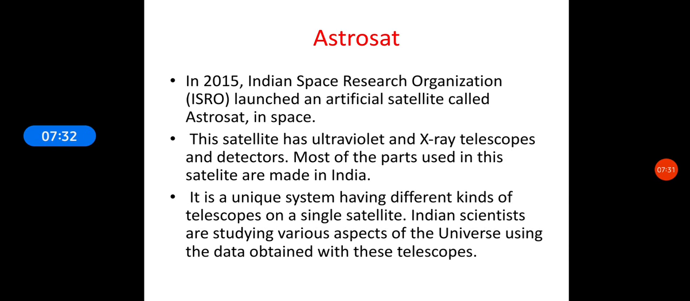Let's look at one of the satellites, AstroSat. In 2015, the Indian Space Research Organization, that is ISRO, launched an artificial satellite called AstroSat in space. This satellite has ultraviolet and X-ray telescopes and detectors. Most of the parts used in this satellite are made in India. It is a unique system having different kinds of telescopes on a single satellite. Indian scientists are studying various aspects of the universe using the data obtained with these telescopes.